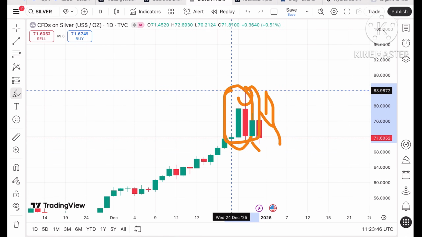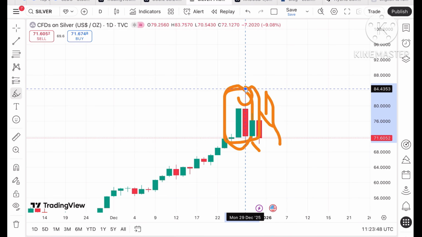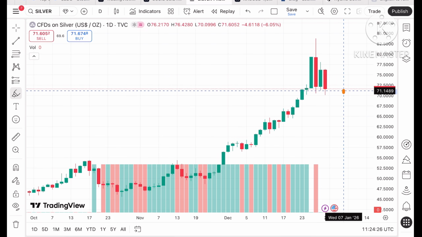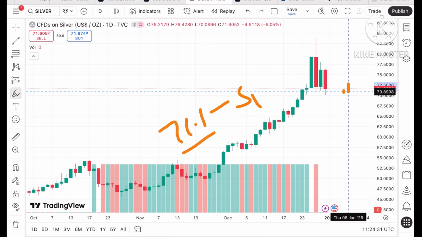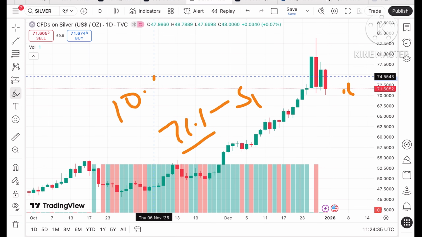Okay, because we have seen a bearish engulfing candle has formed, and the daily moving averages are still sloping upward, and major supports lie well beyond current prices. And we can see if it starts going down, there is a level of 71.1, which is support 1, and if the price goes below that particular level, we can see a level of $70.2.